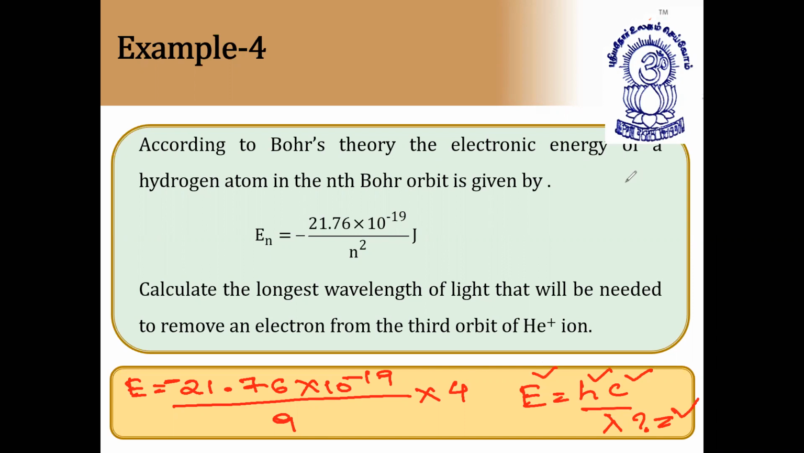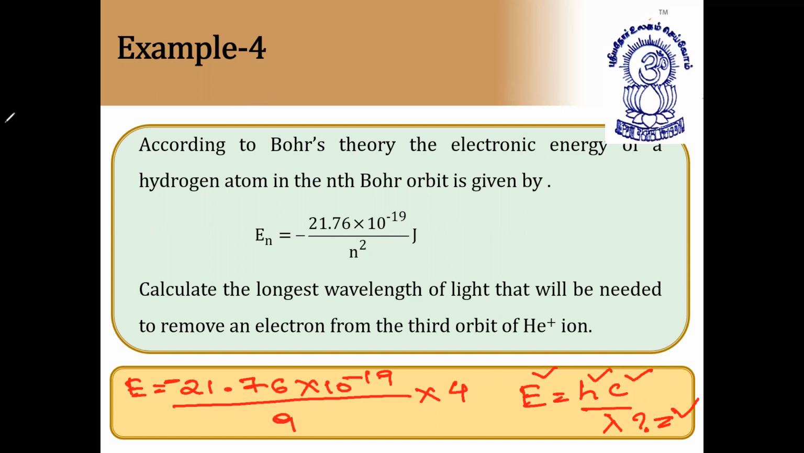I hope this is clear. So you will get the lambda value. Verify like this only. Since they have given the energy value minus 21.76, actually it should be 2.18 into 10 to the power of minus 18, but as they have mentioned, we have to use that value as energy. And here 4 is nothing but what we got from helium ion, and 9 is nothing but the orbit number, third orbit.